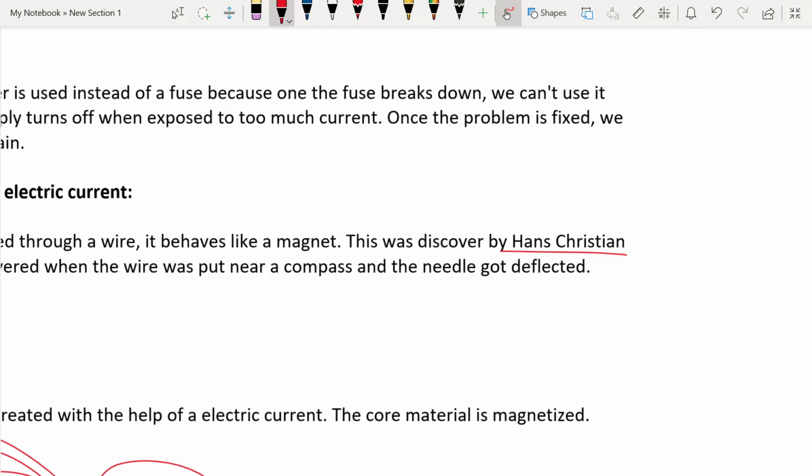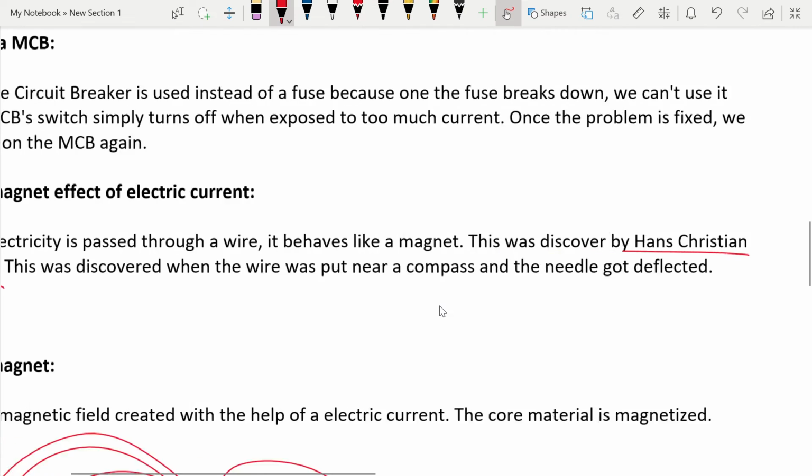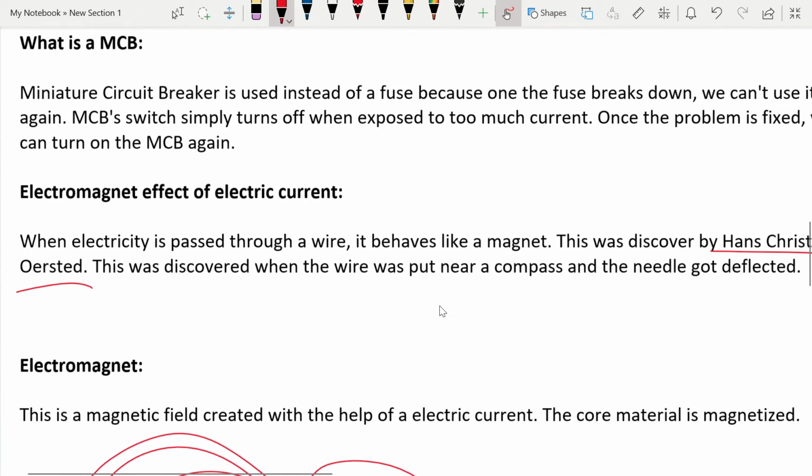So the compass shows which is north and south, but when you put it near another magnet, it thinks that that magnet is the Earth, and then it aligns to that. So that's how the needle got deflected. This was done by Hans Christian Ørsted.